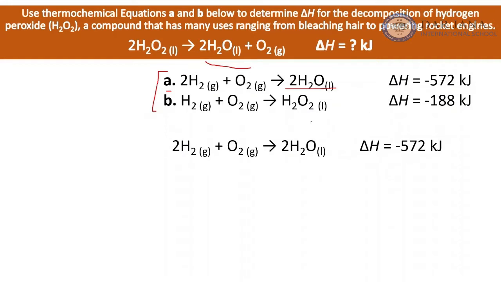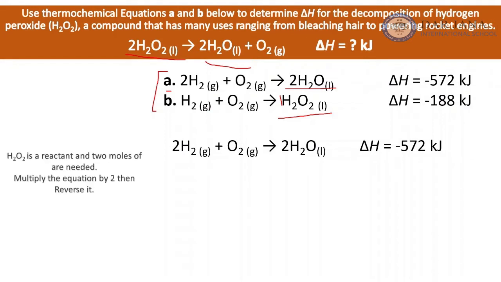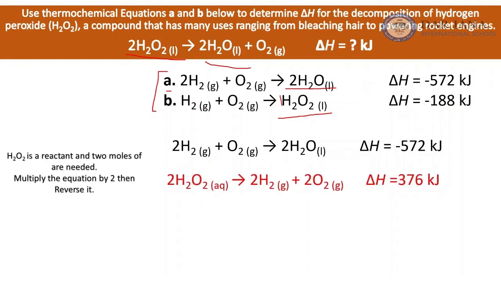Now equation B, the hydrogen peroxide in equation B is a product and you have just 1 mole, while in the desired equation we have 2 moles of H2O2, and it's a reactant. So in this case we have to do 2 steps for equation B. We are going to reverse it, and we are also going to multiply it by 2. So the equation will be in this form. Now the equations are ready, we organize them. We will go to the second step.